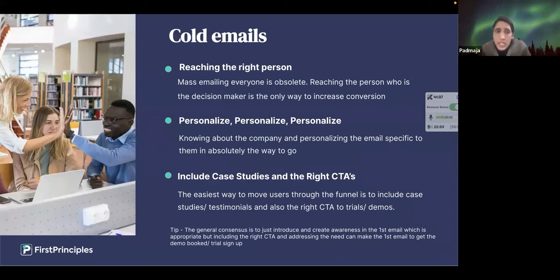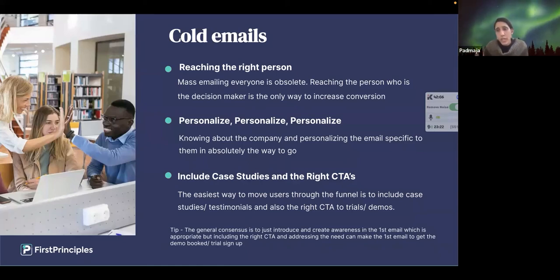So one tip I'll give you here is what generally happens with the first email. We always think, hey, this is going to be an awareness email. We are just emailing them out of the blue. They should know who we are. Yes, 100%. But phrasing the first email in a way that it moves to the middle of the funnel and also prompts them to actually click on that demo button or book a trial is possible.